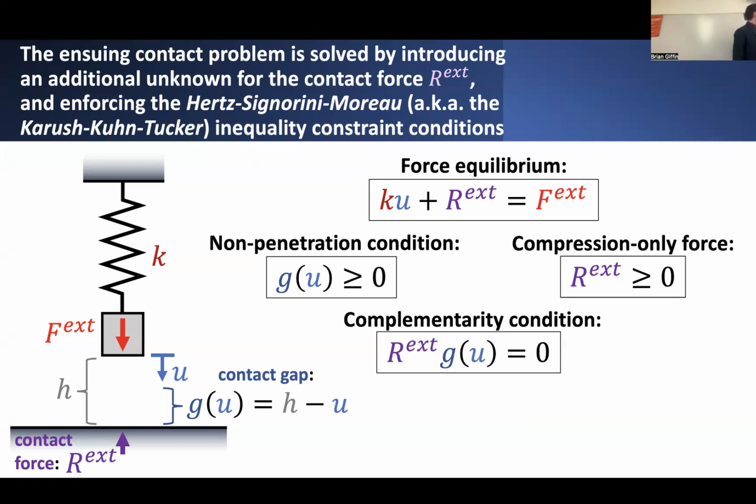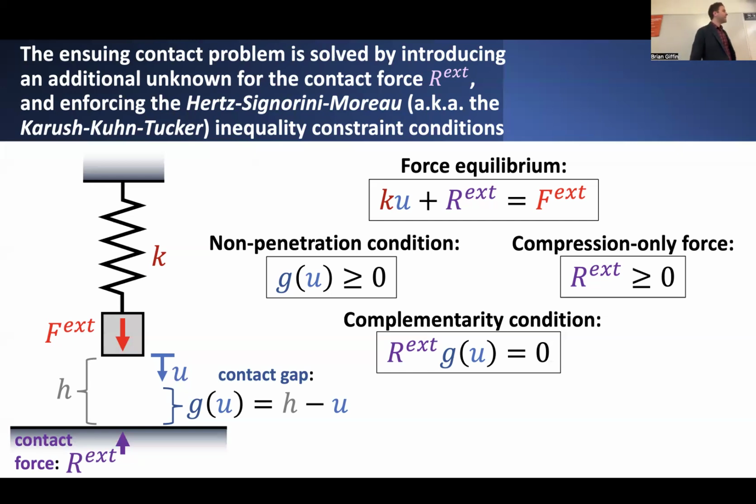And we can characterize how open this gap is by defining a function, which I'll call g, which is a description of this contact gap. It is basically a measurement of the actual separated distance between the displaced state of this block and this rigid surface, which is really nothing more than the initial height minus the actual current displacement of the block.